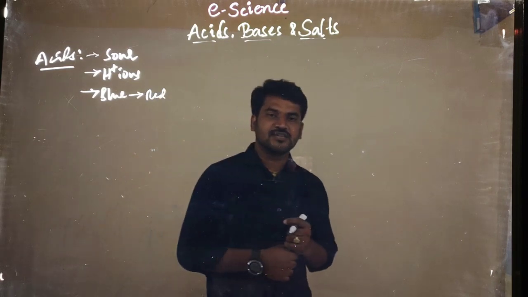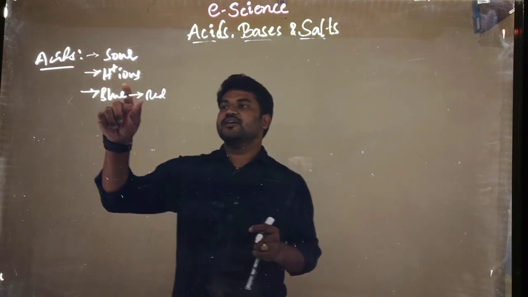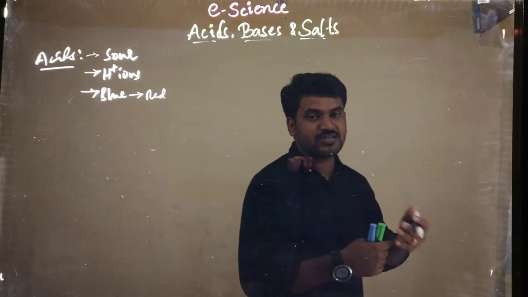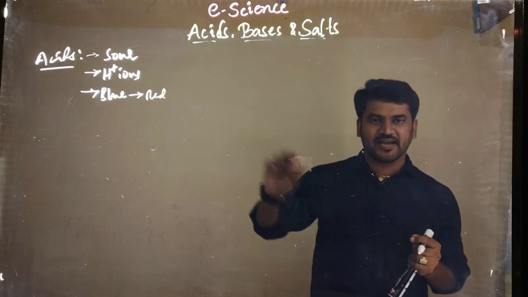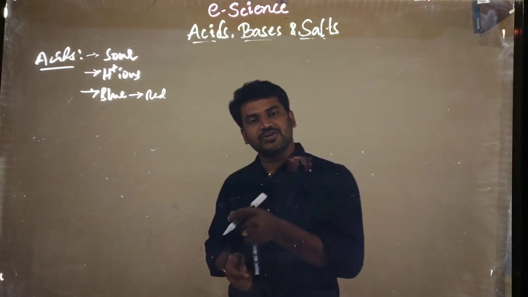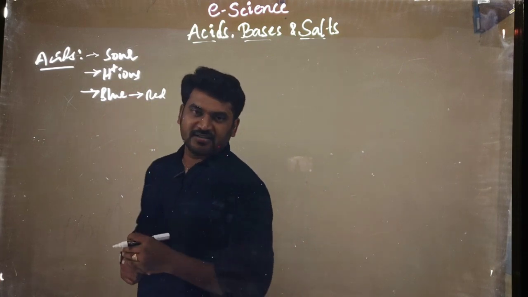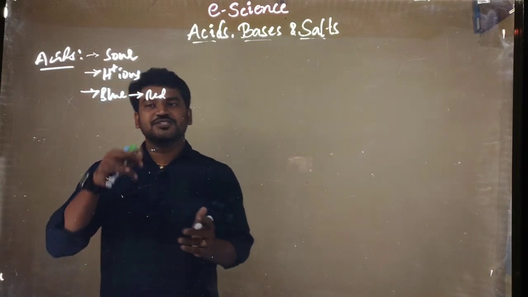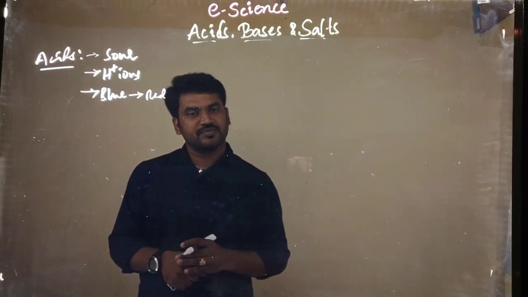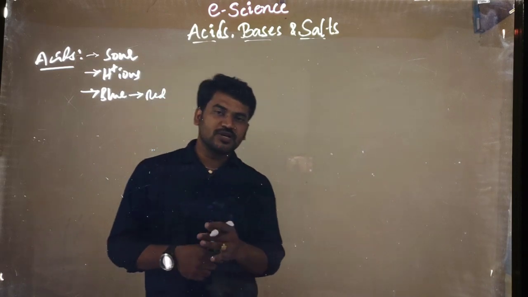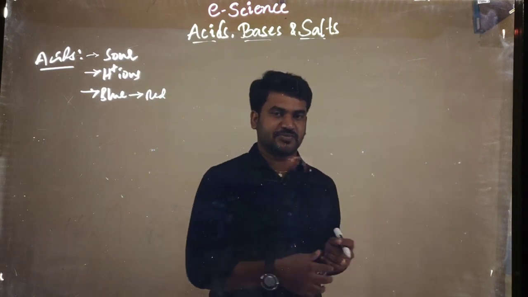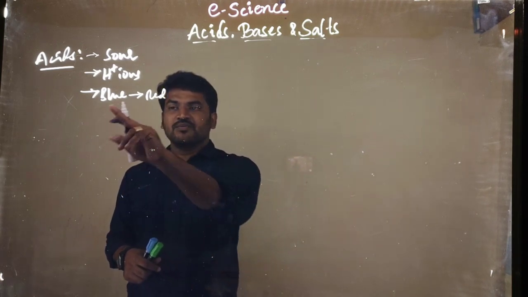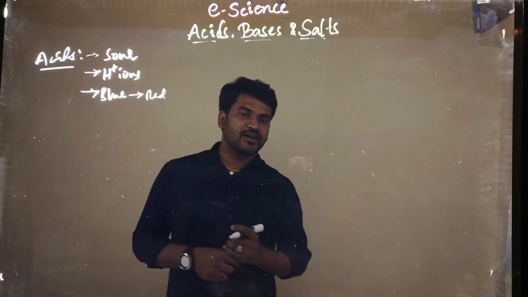Acids are sour in taste, and they release H plus ions when they dissolve in water. Normally acids are just acids, but when we dissolve them in water, they release H plus ions. And acids change blue litmus into red litmus. What litmus is, we will discuss later, along with indicators. Just remember the point: acids change blue litmus into red litmus.